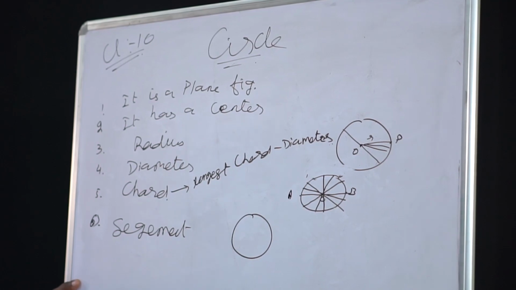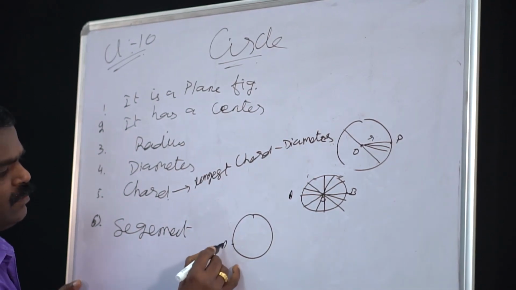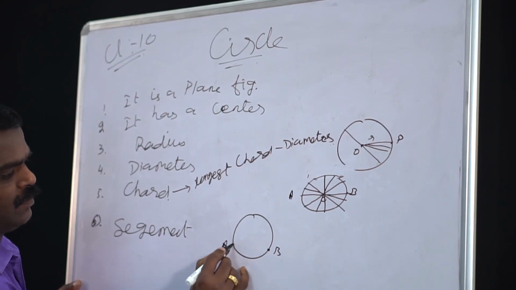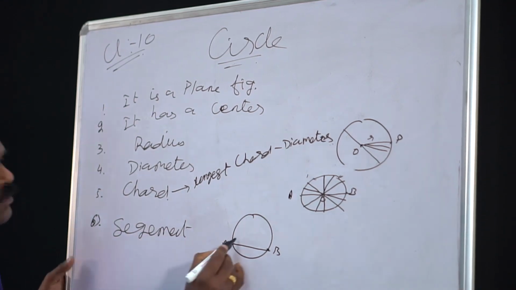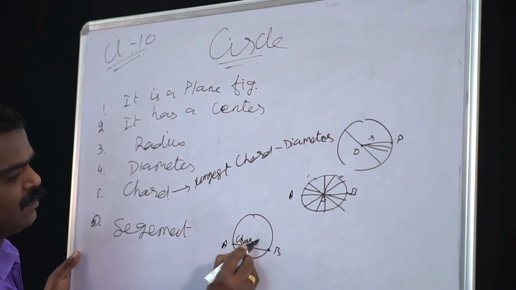Circle. Now, you have to answer to me what I am going to draw. What do you call AB? Yes, AB is a chord, right? Chord.